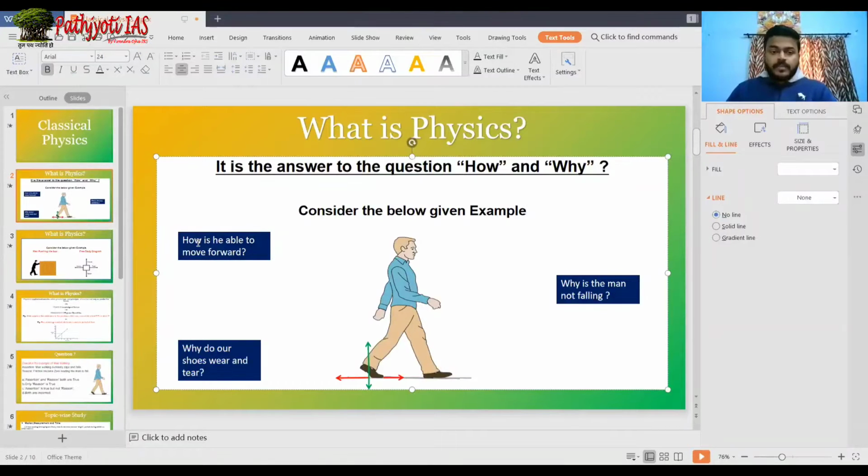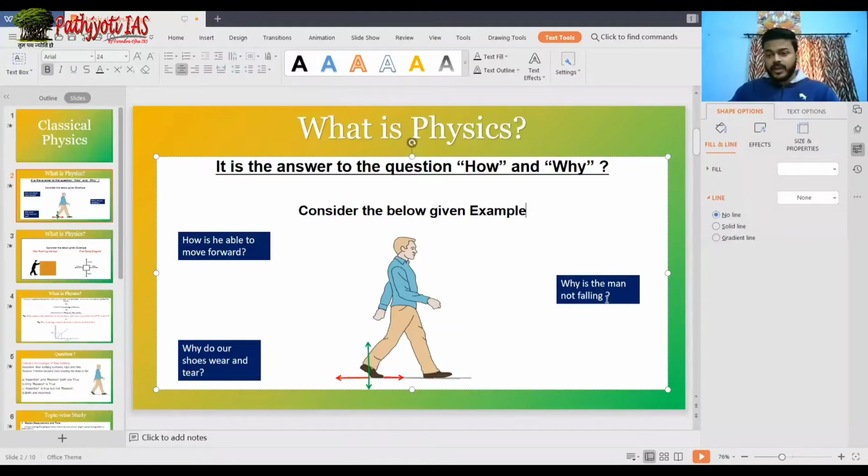Okay, that is fine. But we should also see this in the way a physicist sees it. We should wear the glasses of a physicist and then analyze the situation: how is he able to move forward? So let's get the answer to this question. He is exerting a force onto the ground. We're not taking the name of the force. He is just exerting an unknown force onto the ground, which is helping him move forward. Ek force hai jo ki woh insaan ground pe exert kar raha hai, and due to that force he is able to propagate further. Second question that arises is why is the man not falling?